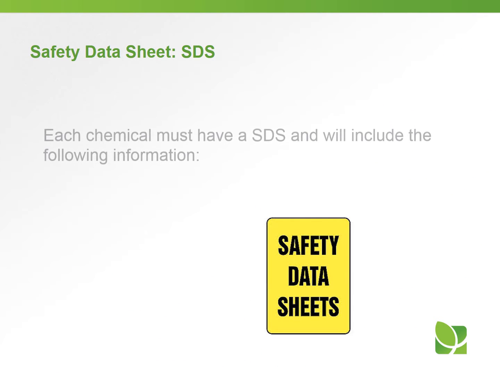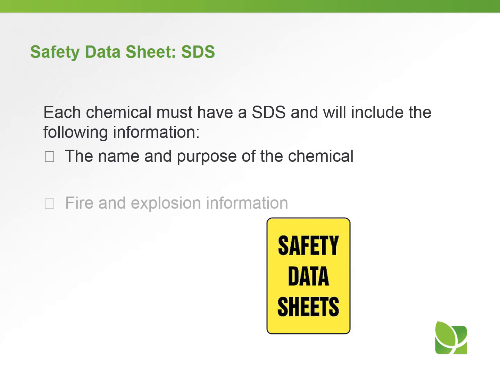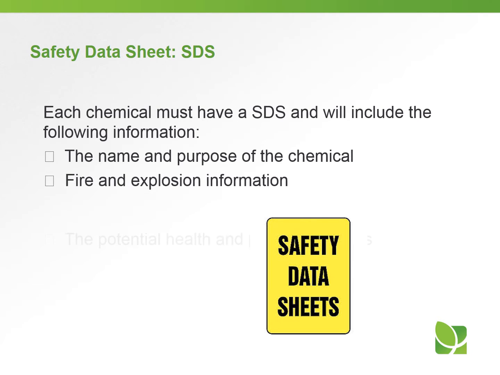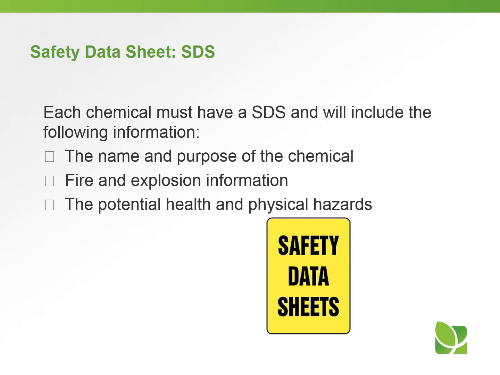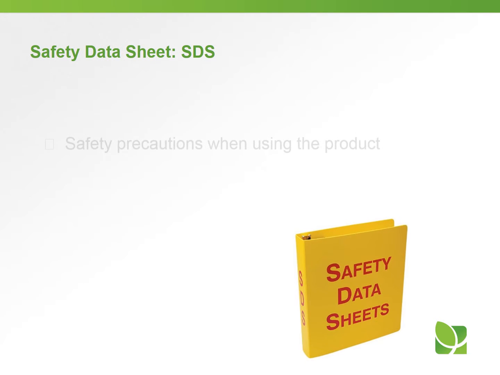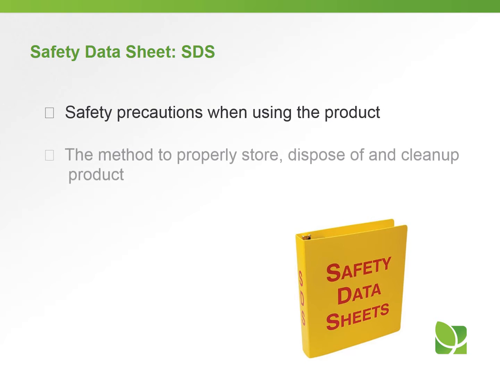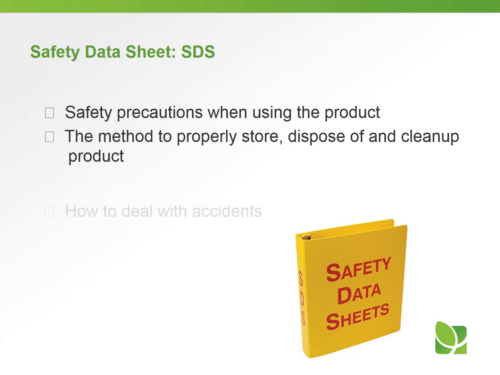Let's talk briefly about safety data sheets, or SDS. Each chemical must have a safety data sheet and will include the following information: the name and purpose of the chemical, fire and explosion information, the potential health and physical hazards. Safety data sheets will also include safety precautions when using the product, the method to properly store, dispose of, and clean up product, and how to deal with accidents.